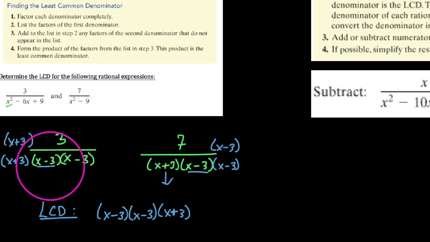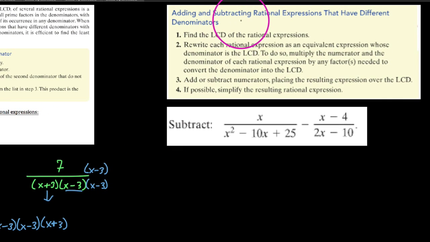And now everybody has 2x minus 3's in the bottom and an x plus 3. So adding and subtracting rational expressions that have different denominators, it's not that it's tricky, it's just that there are a lot of steps involved. So number 1 is going to be this. Let's find the LCD of the rational expressions.